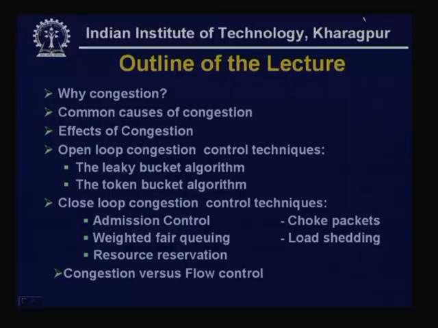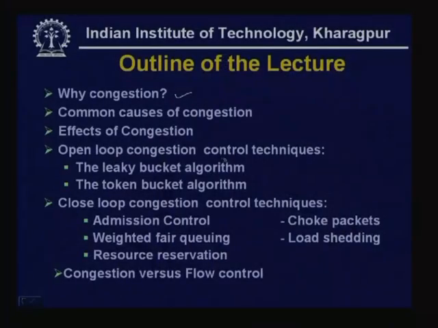First, we shall discuss why congestion arises at all. Then the common causes of congestion, or in other words the sources of congestion, we shall discuss. And whenever congestion takes place, what are the effects of congestion on the packet switch network, that will be discussed. And we shall discuss two basic approaches for controlling congestion. One is open loop techniques, another is closed loop techniques.